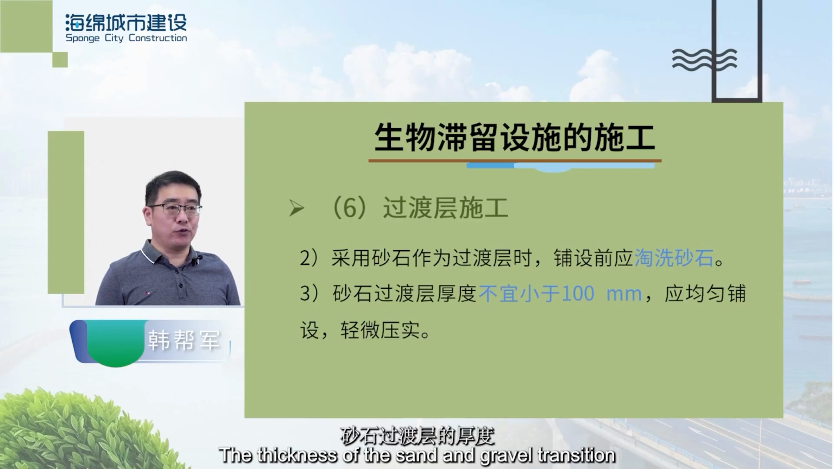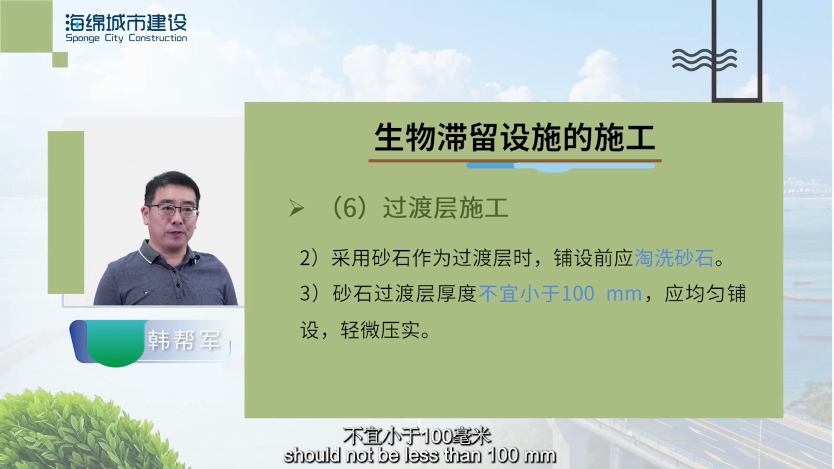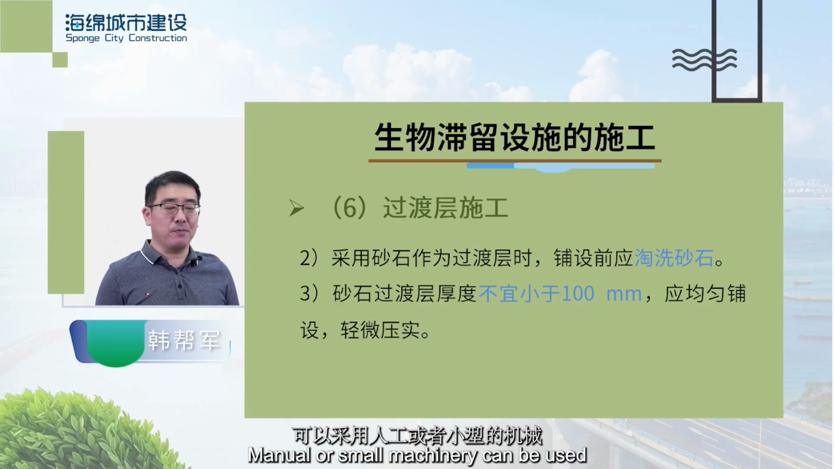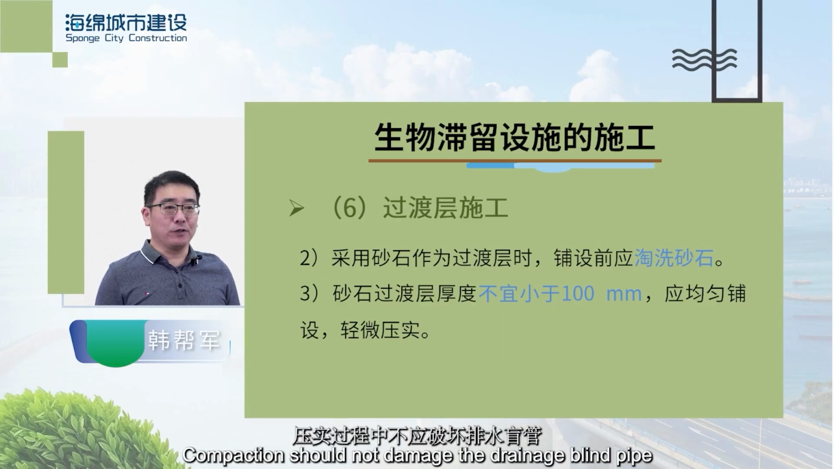The thickness of the sand and gravel transition layer should not be less than 100 millimeters. It should be evenly laid. Manual or small machinery can be used for light compaction. Compaction should not damage the drainage blind pipe.